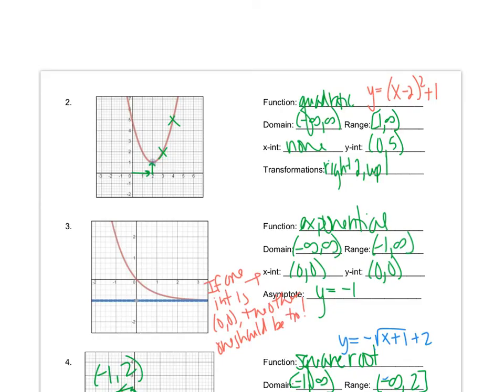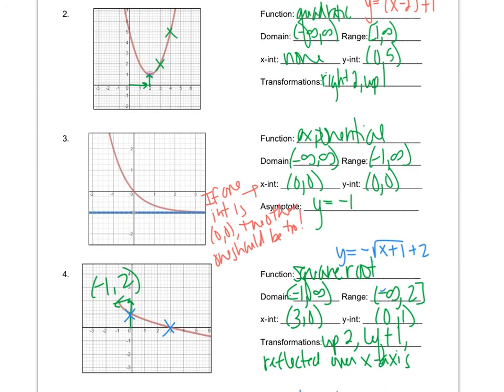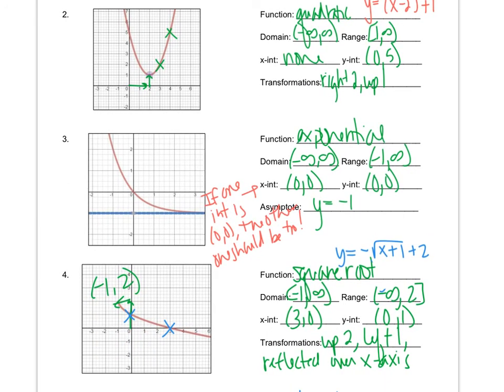Okay, here are the answers for the first 2 examples. On number 2, you did have to write a transformation equation. It went to the right 2 and up 1. For number 3, just a special note here in red. If one of your intercepts is 0, 0, then it follows that the other one should also be 0, 0. So you should never have 0, 0 for one and not the other, because it's at the same point.